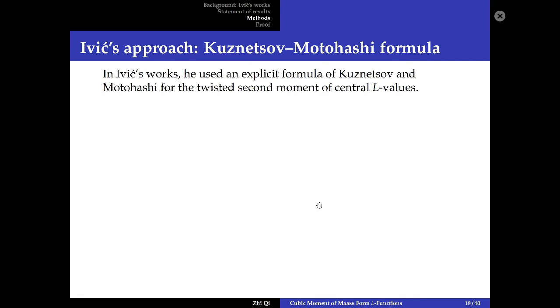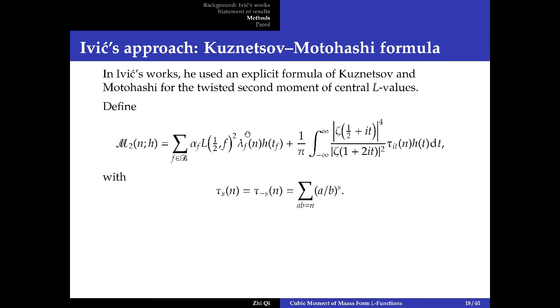And so let me talk a little bit about the Ivić approach. Our approach, of course, is quite different. So in Ivić, he actually used a formula of Kuznetsov and Motohashi for the so-called twisted second moment. By being twisted, I mean we weight this square of the central L value by the Fourier coefficient. Okay, this is what I mean by twisted. And of course, here this H will be a very nice smooth function, or very nice smooth weight function.